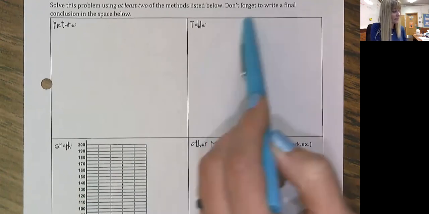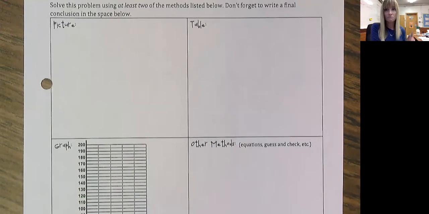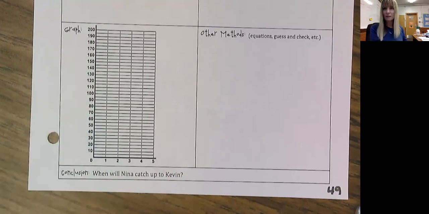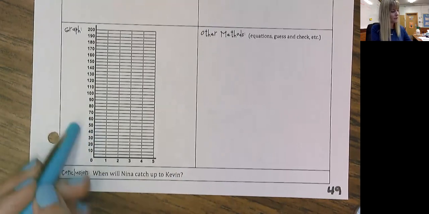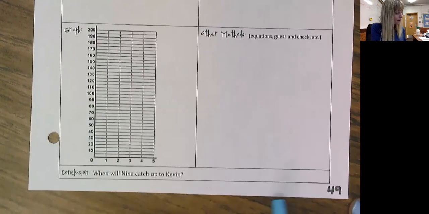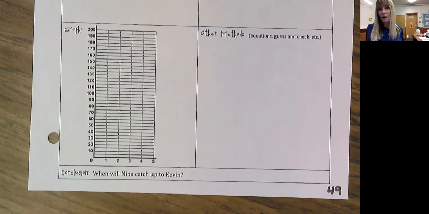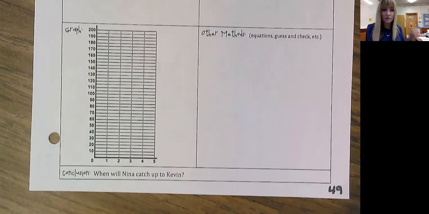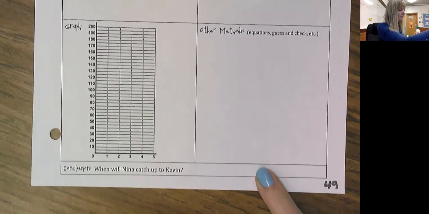You could create a table of values. See if that could help you, a table of values. You could try to make a graph, and I even pre-labeled some things. I put the numbers on there, but if you make a graph, give me some more words so that I know what your graph means. Or there's this other methods box. Gives you some ideas here. Maybe you want to use some equations. Maybe you want to do some guess and check. Okay, it tells you at least 2.